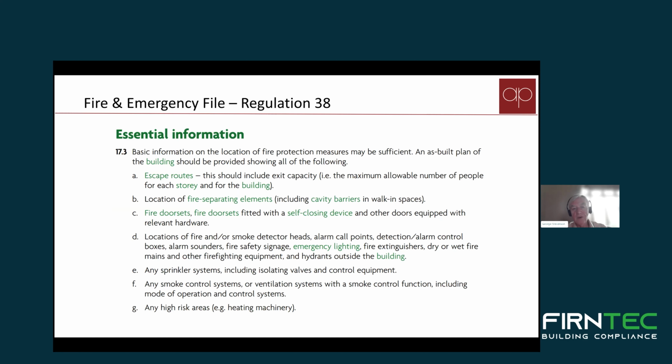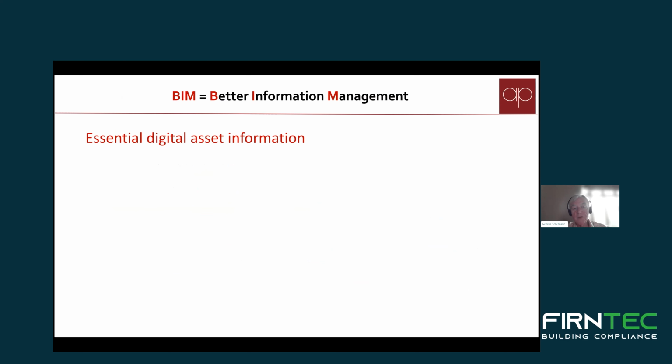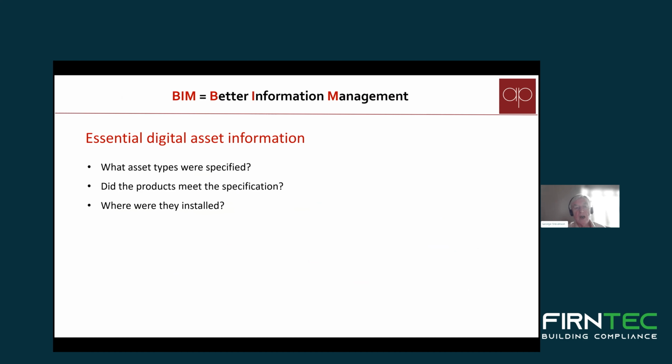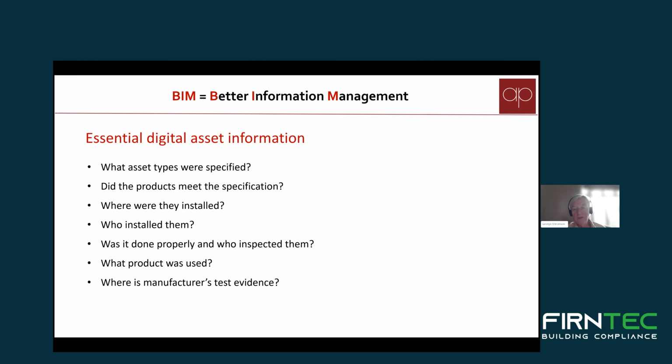And it's also important to have that in a context. So the as-built building. So the way in which we're following that through is to identify what asset types are specified. Did they meet the specification? Where were they installed? Who installed them? Was it done properly? Who inspected them? And all of this together comes to form what we call the digital record, an auditable digital record, or the golden thread.